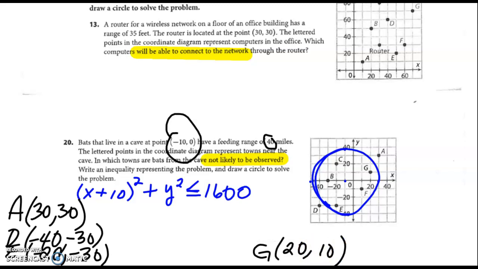On the inequality, what do we want? We want it to be greater. We would, right? No, well, it could be either. The inside is what's going to be affected, but since it says we want to know what's not likely going to be observed, yes, let's change this to greater than. Because if it fits, we're looking at the outside points. Thank you, Michael. We're looking at the outside points. Did anybody else recognize that? Okay. We're looking at the outside points, so if it's greater than, then it's going to be one of our answers. They're not likely to be observed.